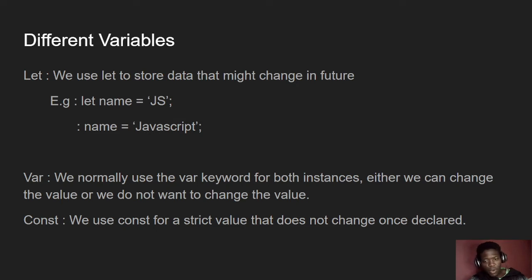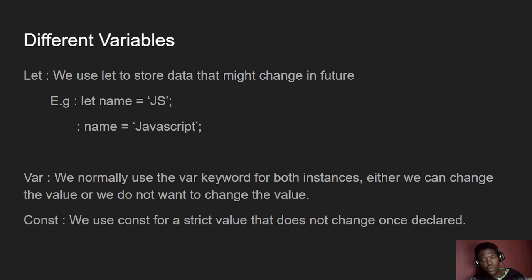So a var, we normally use the var keyword for both instances, so you can be able to use for both. Either we can change the value or we do not want to change the value, but that's a bad practice, so that's why many people don't use the var keyword nowadays. They just use the let, and then we know the let might change in future, and then which brings us to const. We use const for a strict value that does not change once declared.